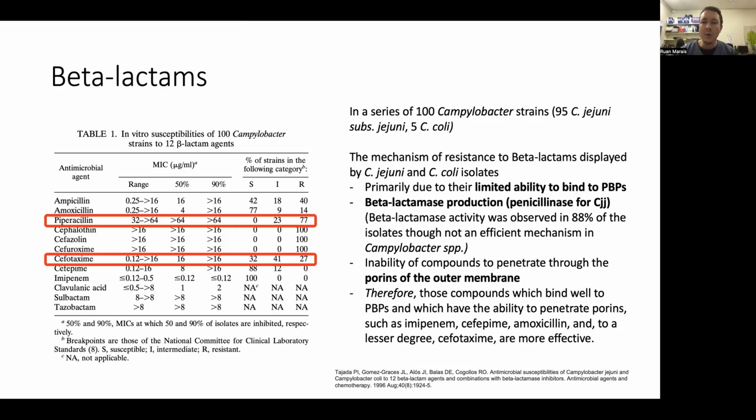Beta-lactamase production is also quite common, but in studies where its detection versus no detection didn't seem to have much of an effect in terms of susceptibility. So it doesn't seem to be an important mechanism in spite of being detected quite frequently.